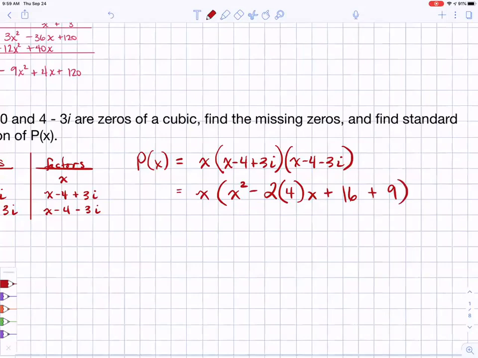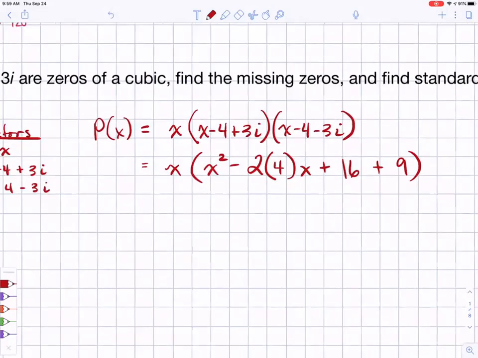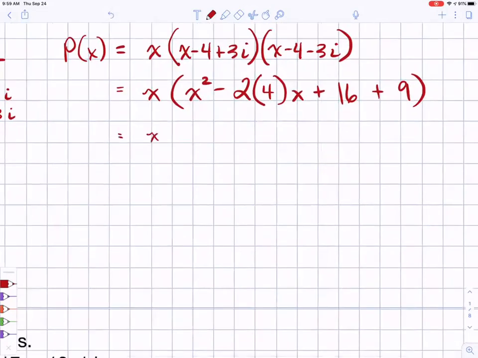Now, is working with little dude easier than all of that mongo distributing you had to do? Yeah, that's why I say it is to your benefit to memorize little dude. I'm not going to require it, okay? But if you don't, you have a lot more work that you have to do. Let's clean up little dude here. We've got x times x squared minus 8x plus, let's see, 16 plus 9 is what, 25?